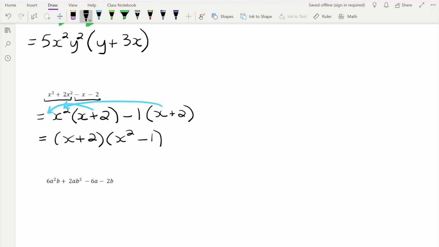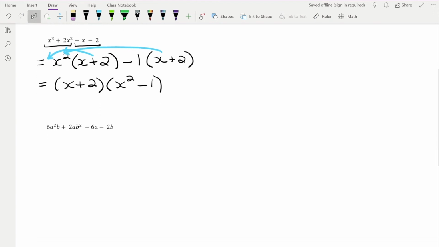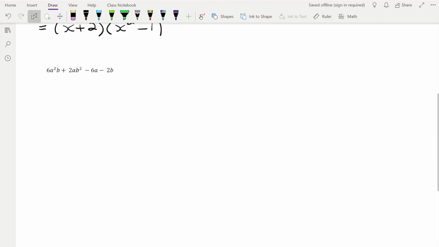Okay, let's try this again and put these two together in our last example here. So remember, our first step is to see if there's anything common between all four terms, or all of the terms in the math sentence, that I can take out. If I look at my numbers first, I have a 6, a 2, a -6, and a -2. Well, 2 can go into 6, so I'm going to take out a factor of 2.